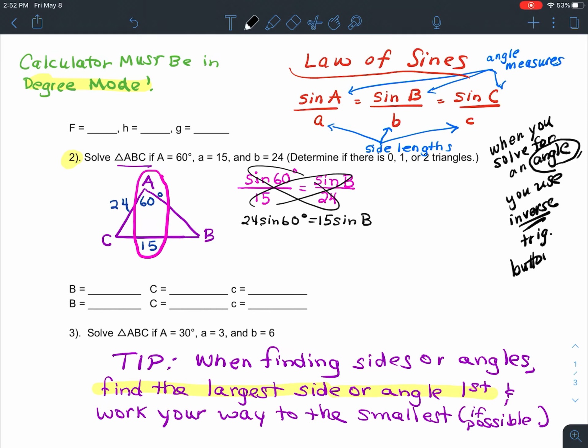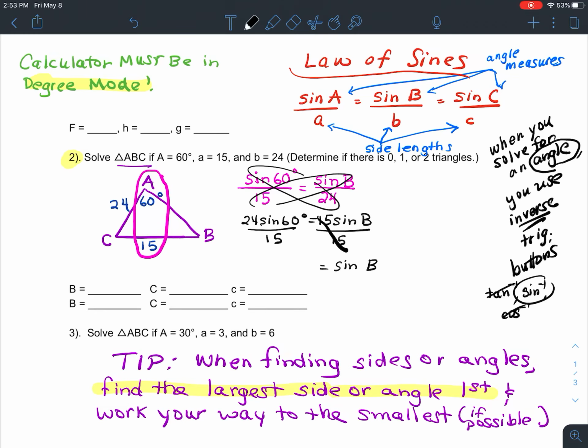Okay, those are the buttons that have the little tangent -1, sine -1, cosine -1, which obviously, since this is law of sines, we would be using the inverse sine button. But before I do that, I need to get rid of this 15 that's in front of sine B, so that at least just sine B is the only thing on one side by itself.